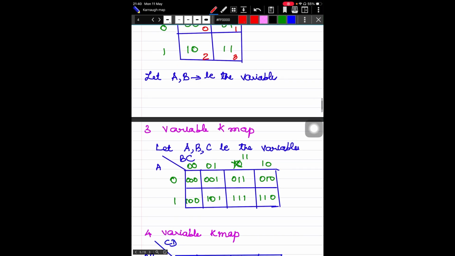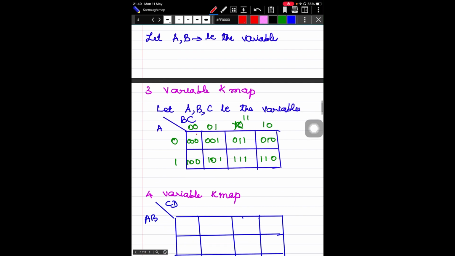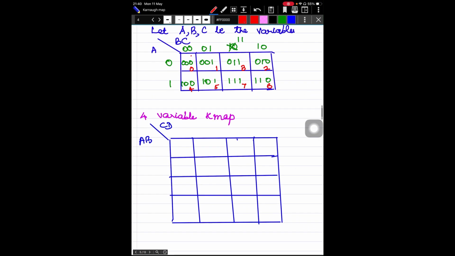Now, what are the decimal equivalents of them? 0, 0, 0 is 0, 0, 0, 1 is 1, 0, 1, 1 is 3, 0, 1, 0 is 2, 1, 0, 0 is 4, 1, 0, 1 is 5, 1, 1, 1 is 7, 1, 1, 0 is 6. Now for a 4 variable Karnaugh map.